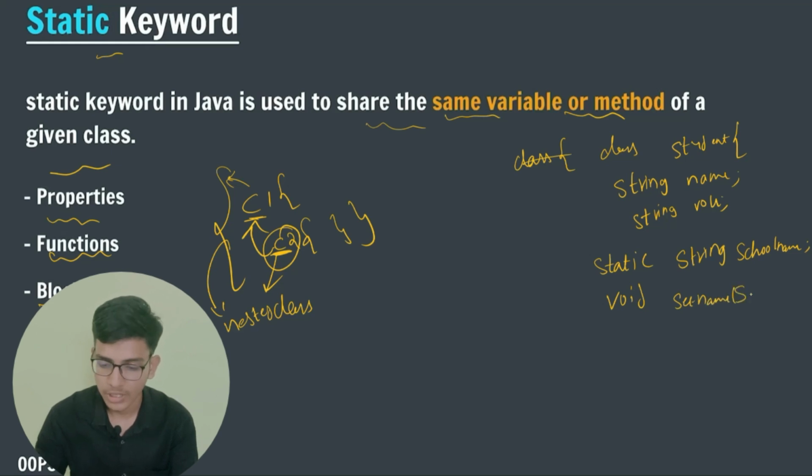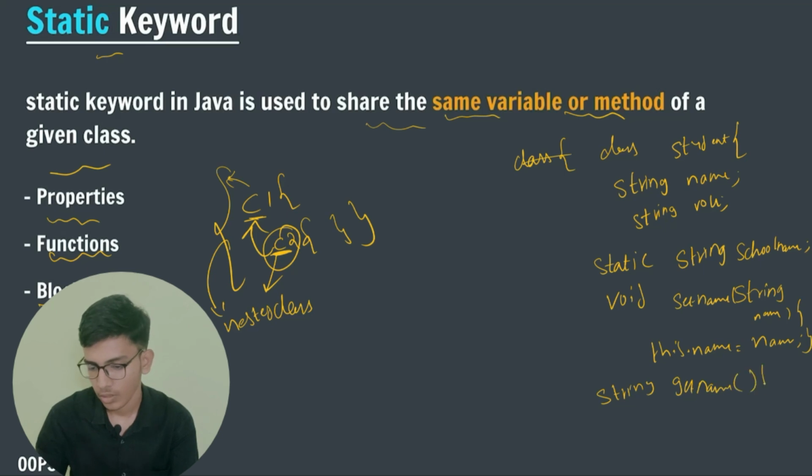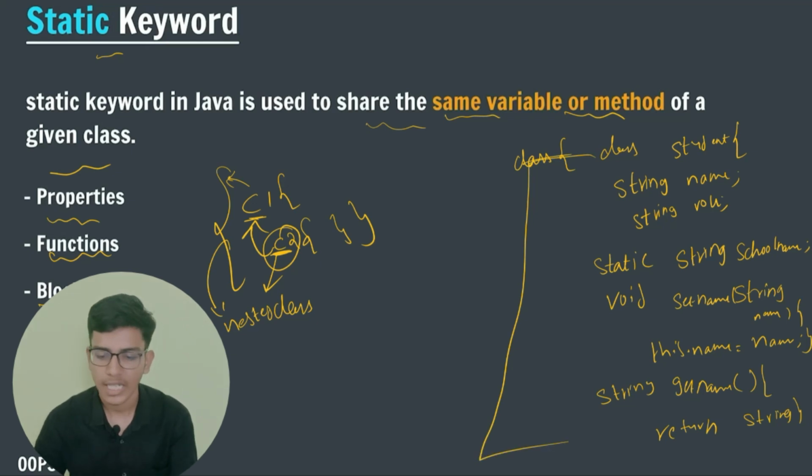Using this function I am going to set the name of my user, that is set name. In this, this dot name is equals to name, right? After that, a string type function I am going to use to return the name of my user, that is get name. Here return string. So let us code this thing. By coding this I will tell you the meaning of static keyword.